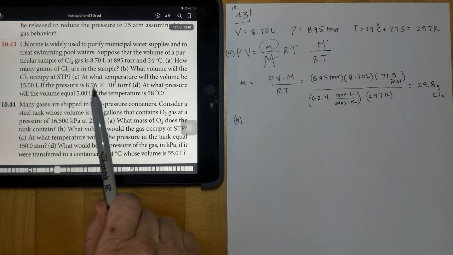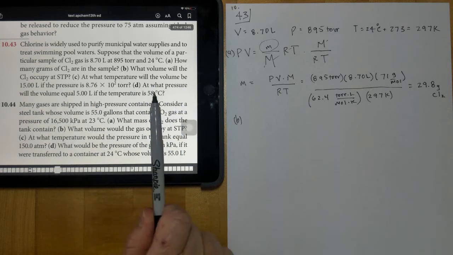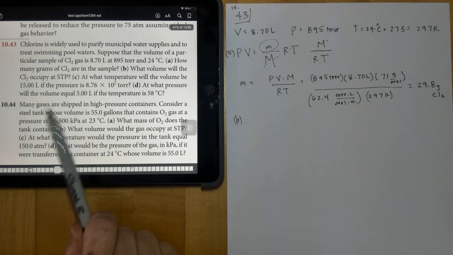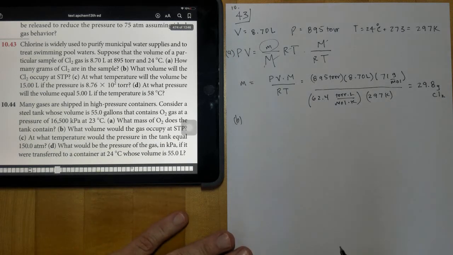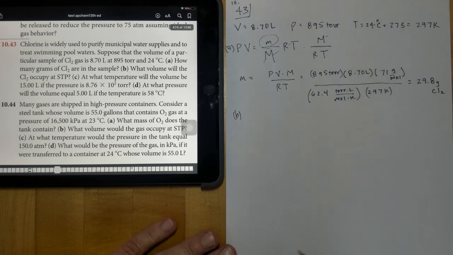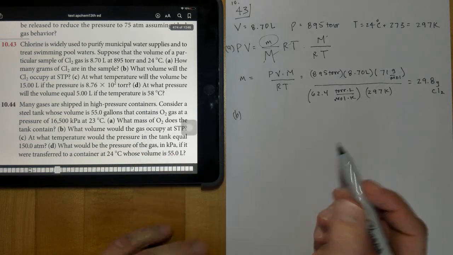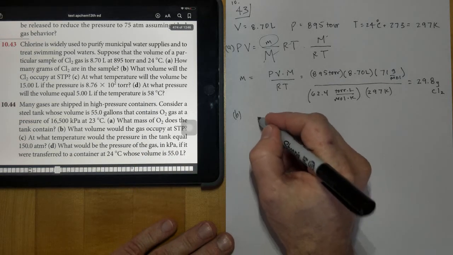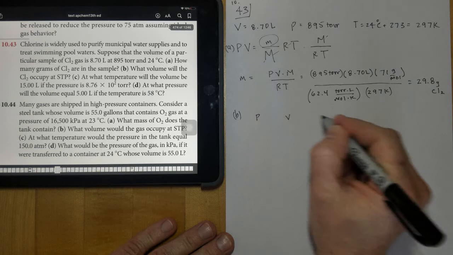And letter C, at what temperature will the volume be? And then letter D, at what pressure will the volume equal? So these are all ones where you're going to have initial and final conditions, and you're going to have to figure out what the final position is. And in this case, for letter B, it's volume. So let's set that up for pressure, volume, and temperature.